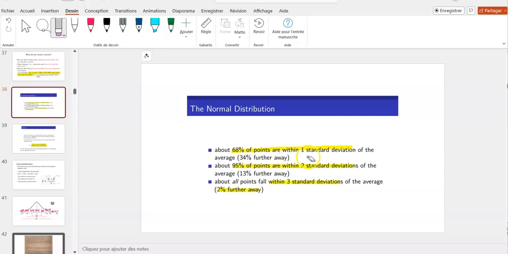68% of points are within one standard deviation, and then 95% within two standard deviations, and then that is 99% for standard deviation 3.